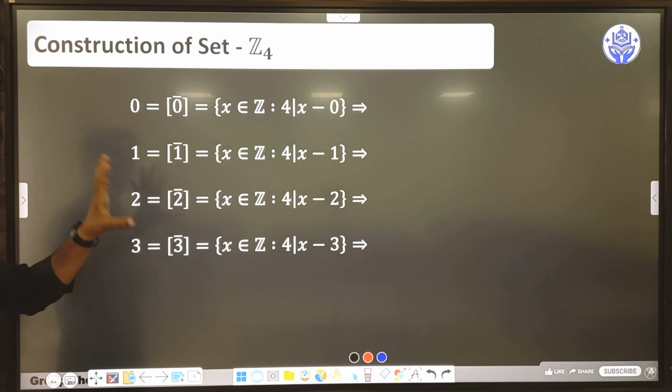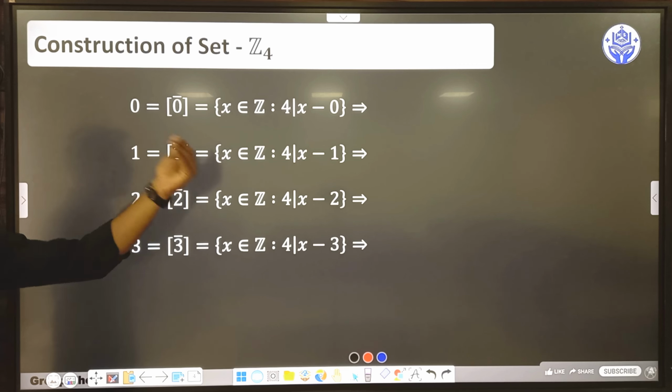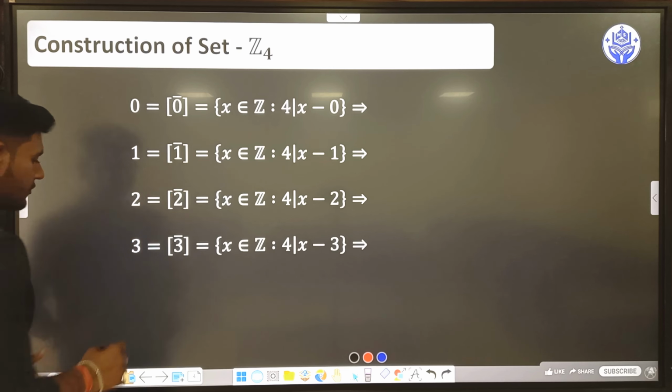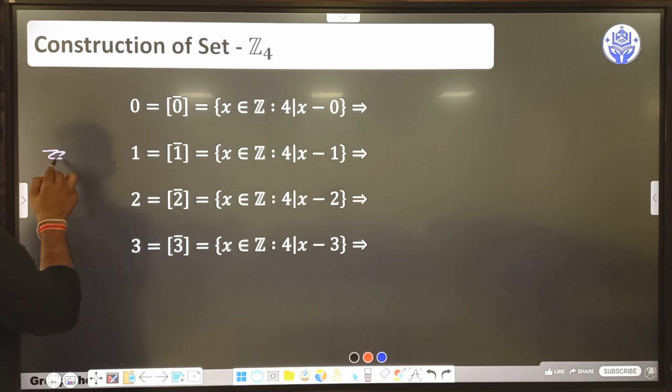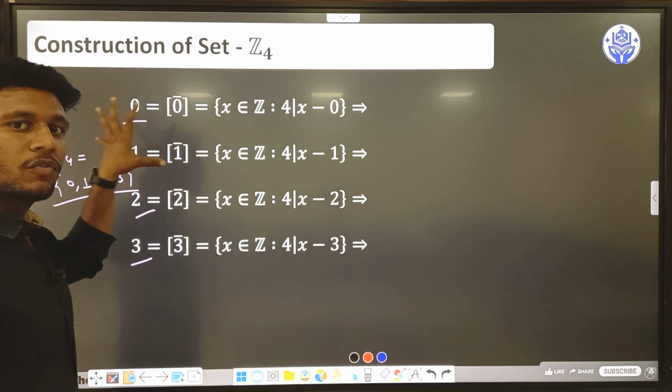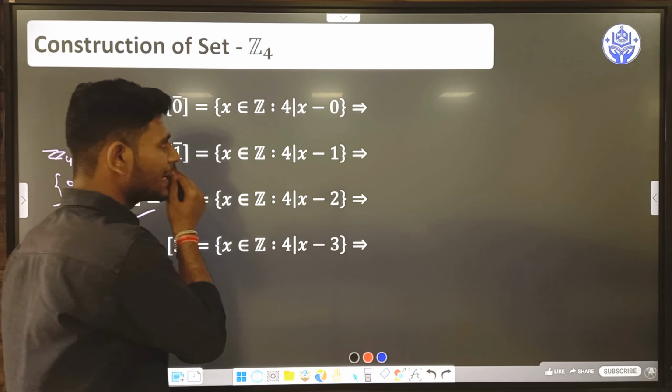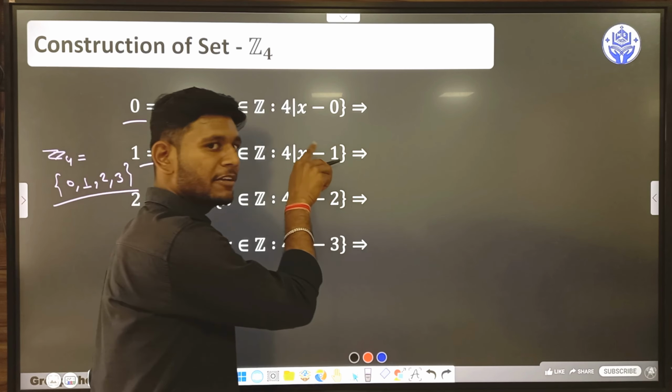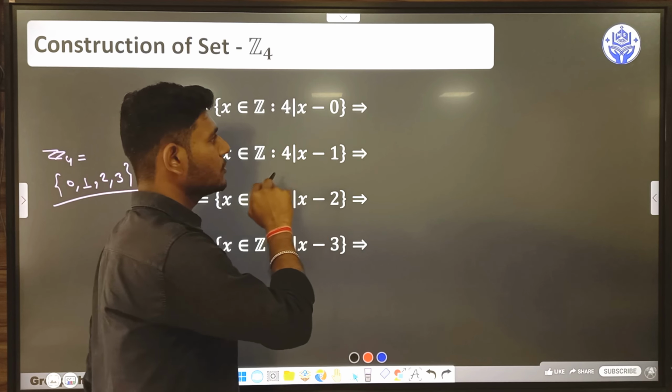Now I will take the construction of Z4. So how can I construct Z4? First of all, in Z4, what are the elements? Obviously 0, 1, 2 and 3. So these 4 elements will be there. So we'll check 0, 1, 2, 3, whose remainders are 0, 1, 2 and 3. So it is very clear. If I divide by 4, x minus 0, then the remainder will be 0.